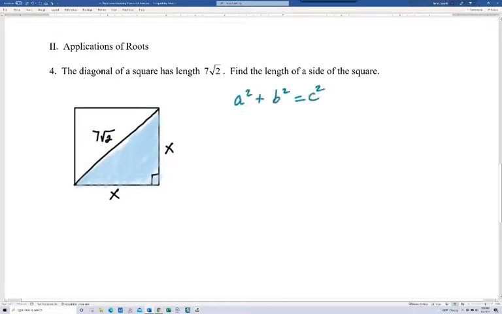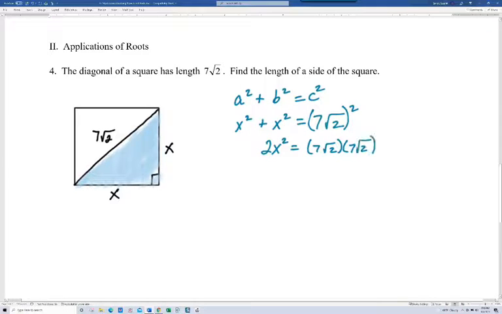And so we're going to use Pythagorean Theorem. In this case, a and b are both x, so we'll have x squared plus x squared is our hypotenuse squared, or 7 square roots of 2 squared. So x squared plus x squared is 2x squared. On the right side, we're going to multiply 2 of those 7 square roots of 2. So notice we can multiply the 7s together, that's 49. Remember, square root of 2 times square root of 2 is 2. So 49 times 2, and so that's 2x squared equals 98.